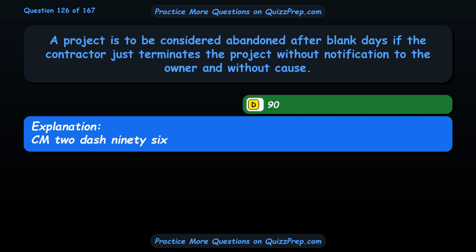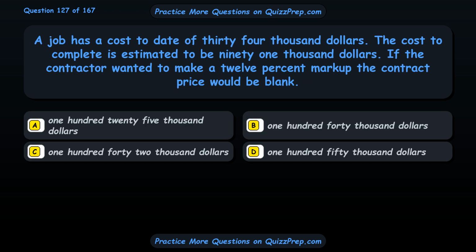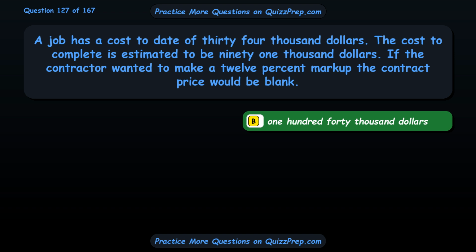CM2-96. Question 127. A job has a cost to date of $34,000. The cost to complete is estimated to be $91,000. If the contractor wanted to make a 12% markup, the contract price would be blank. Option A, $125,000. Option B, $140,000. Option C, $142,000. Option D, $150,000. The correct answer is option B, $140,000.